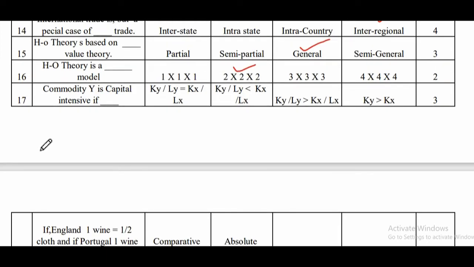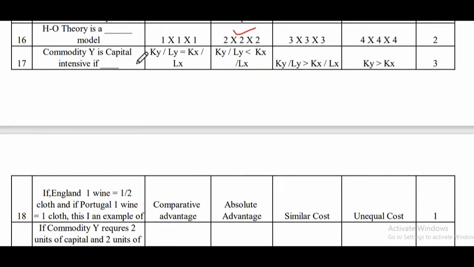Now the next one is MCQ number 17. Commodity Y is capital intensive if, and they have given you over here the situation, KY divided by LY is equal to KX divided by LX. This is option number 1. Option number 2 is KY divided by LY is lower than KX divided by LX. Now the third option is KY divided by LY is greater as compared to KX divided by LX. So the correct answer is option number 3.